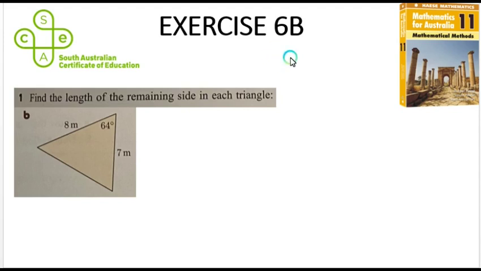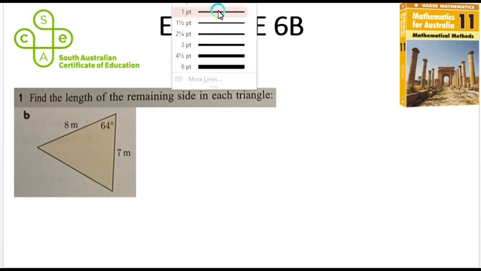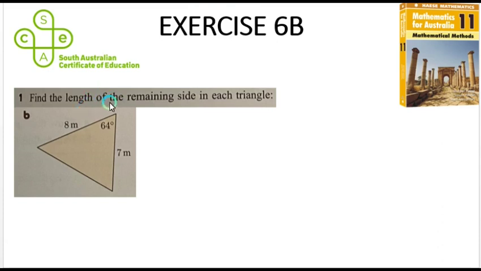This is exercise 6B of the SACE 11 book, Mathematics for Australia, that is Mathematical Methods 11 for class 11. In the first question, find the length of the remaining side in each triangle. So I have chosen part B. You can see there are two sides of the triangle given. One angle is given which is 64, and the third side is not given. So I'm considering this side as x. We have to find the value of x.